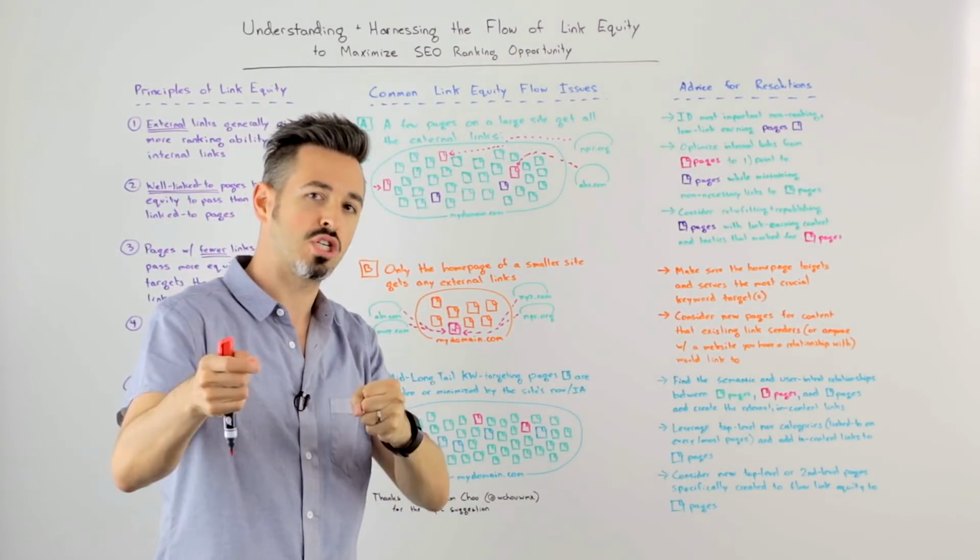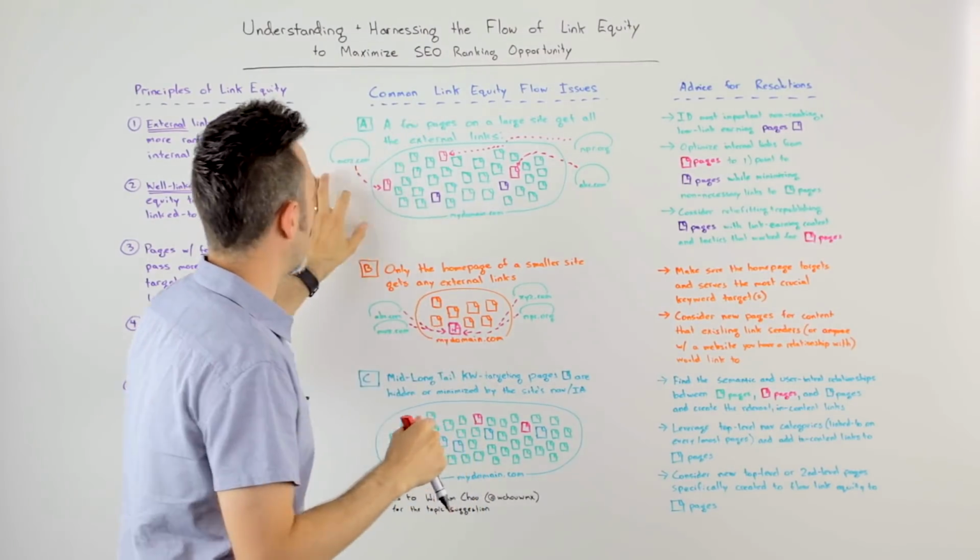So keeping in mind these principles, let's talk through three of the most common link equity flow issues that we see websites facing. Number one, there's a few pages.